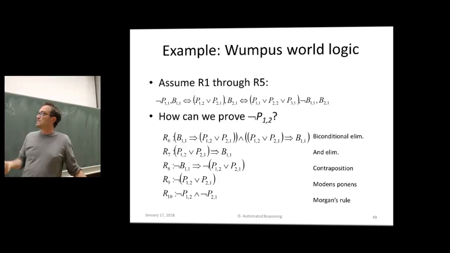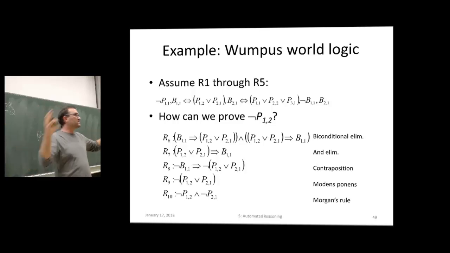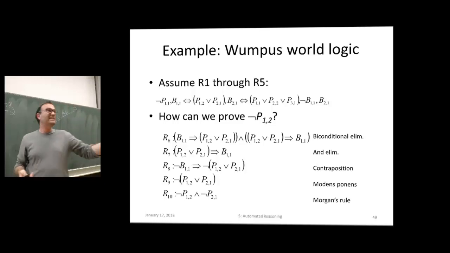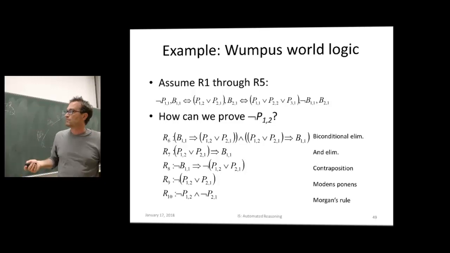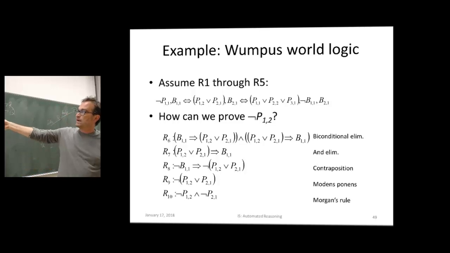P12 has no pit. Then all we have to do is to take these formulas and shuffle them around, create new ones, add them to the knowledge base, because we know that it's a sound extension of my knowledge base, and try to find the one that I'm looking for. So I wanted to check that there is no pit in 1,2. This is what I want to show, and this is what I can start with.